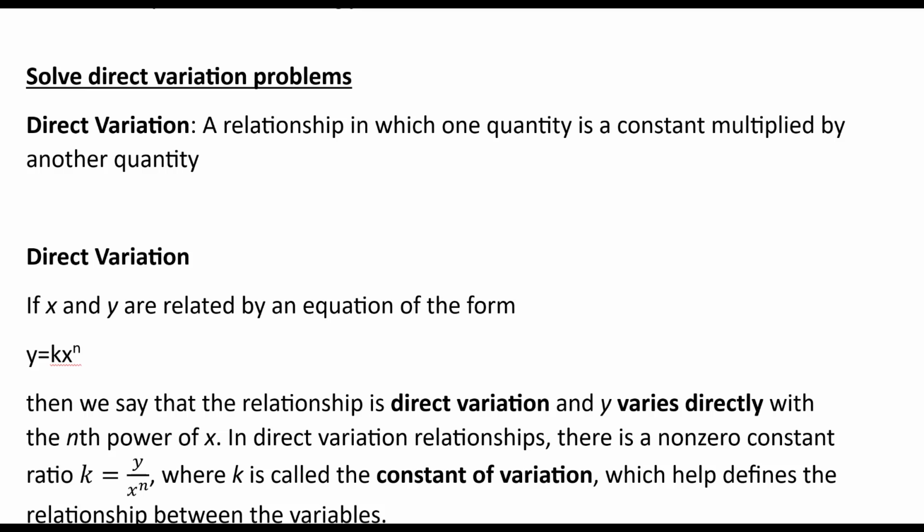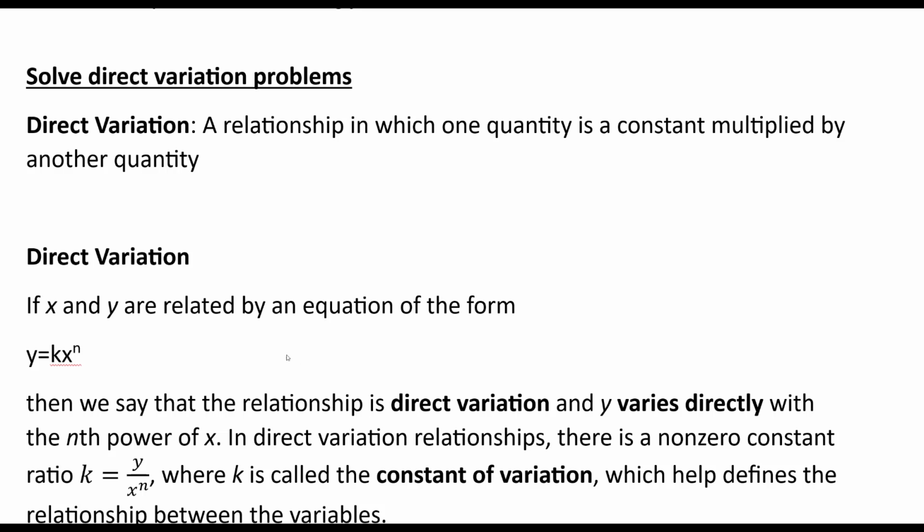Now we're going to talk about solving direct variation problems under our modeling variation section here. So direct variation means that it's a relationship in which one quantity is a constant multiplied by another quantity. One way to think of it is like if you're driving down the road at a constant speed, the more time you drive, the more distance you cover. So as time goes up, distance goes up. But if time had gone down, distance would have gone down. That's if you're going at a constant speed, and that's a direct relationship.